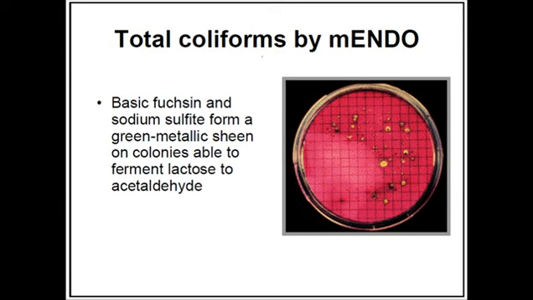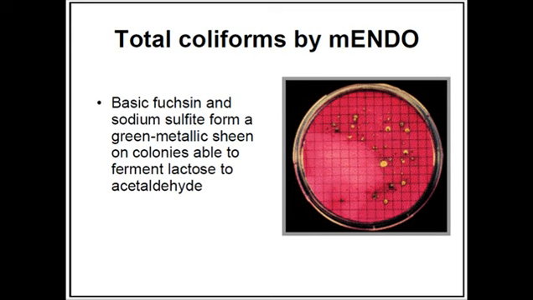And we also use different types of coliform tests. Now there are ready-to-use tests, like this Endo test. In this case we use basic fuchsin and sodium sulfite, which forms a green metallic sheen on the colonies able to ferment lactose to acetaldehyde.